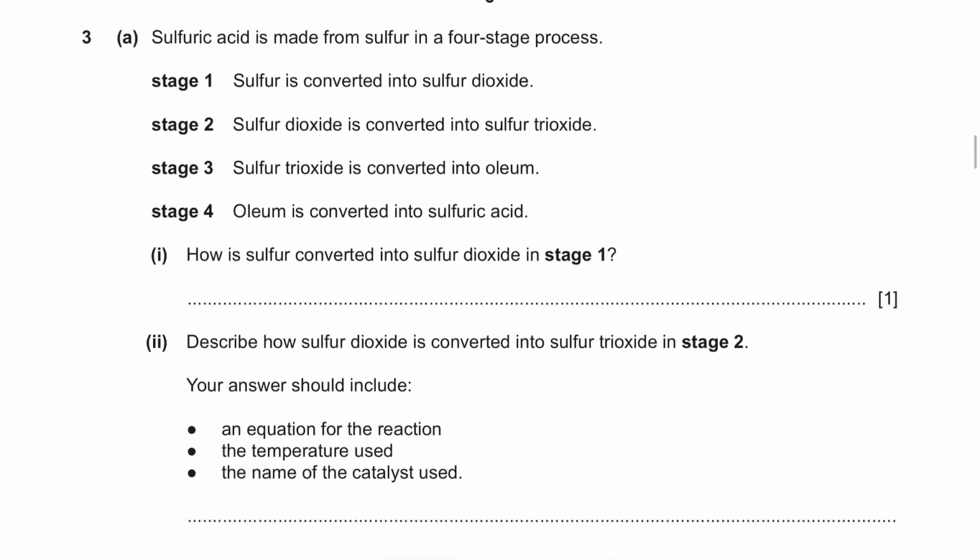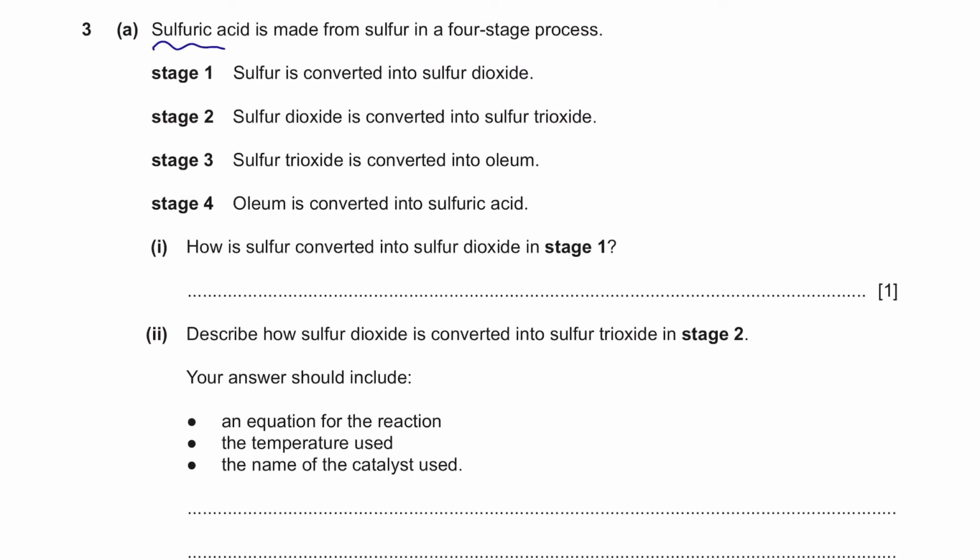Question 3, Part A. Sulfuric acid is made from sulfur in a 4-stage process. Stage 1, sulfur is converted into sulfur dioxide, so it's this equation. Stage 2, sulfur dioxide is converted into sulfur trioxide, so it's this. I hope you guys know all these equations. You must know the whole process of manufacture of sulfuric acid. Anyway, Stage 3, sulfur trioxide is converted into oleum. Stage 4, oleum is converted into sulfuric acid.